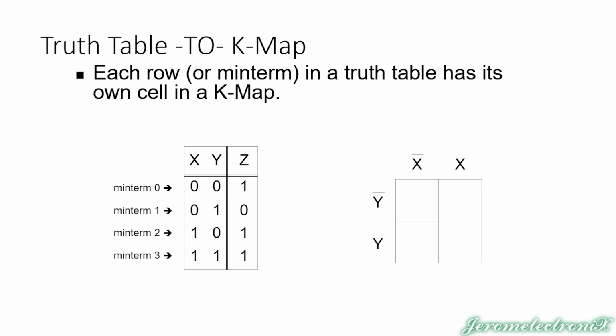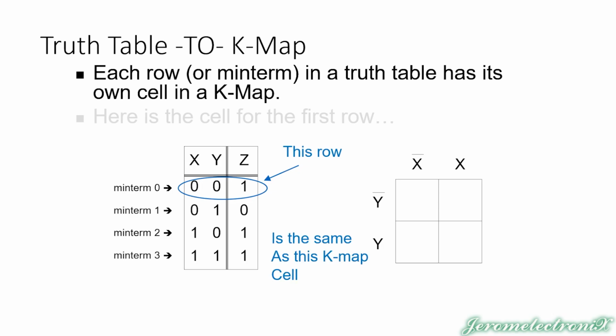By the way, these are often compared to Punnett squares, and rightly so. If you've done Punnett squares before, this might make more sense to you. So here's the first cell for the first row. This row here, all of that information can be represented by both a truth table and a K-map. It's the same as this K-map cell. So can you see why? Take a look at that for a minute. See if you can figure out why they're the same.